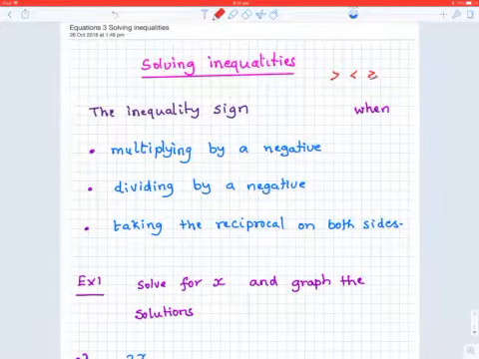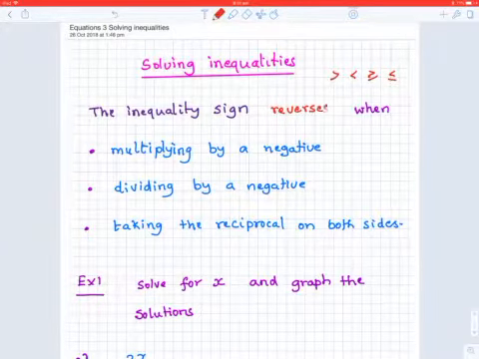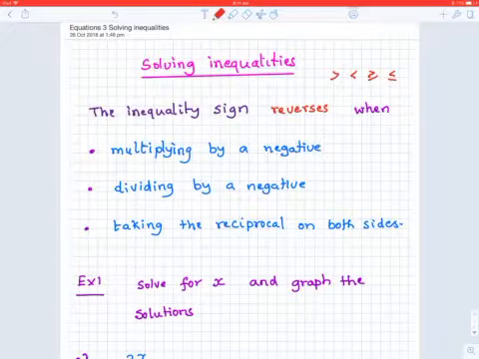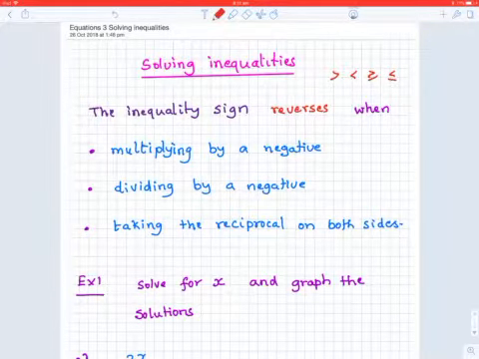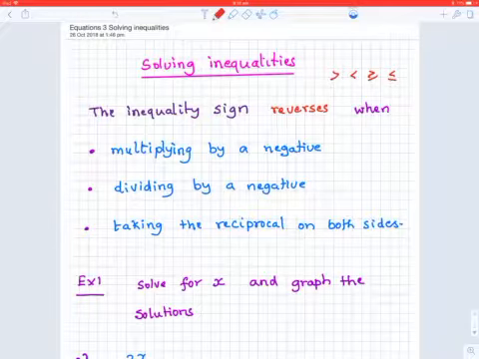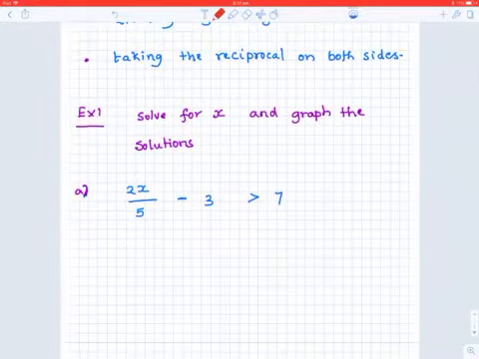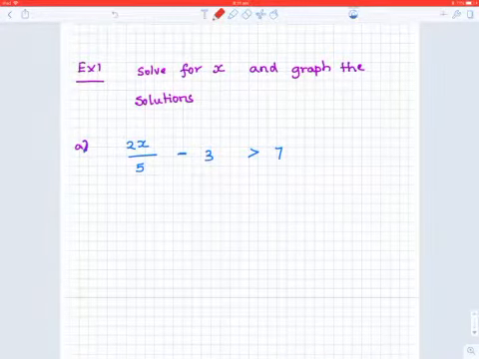The inequality signs are more than, less than, more than or equal to, less than or equal to. Those signs get reversed when you multiply by a negative number, divide by a negative number, or take the reciprocal on both sides. These are the situations where the inequality gets reversed. Okay, let me do some questions.